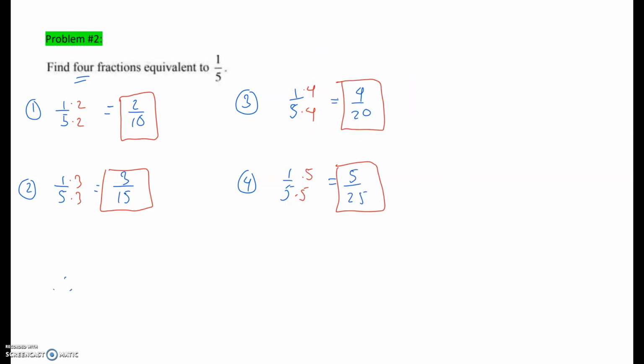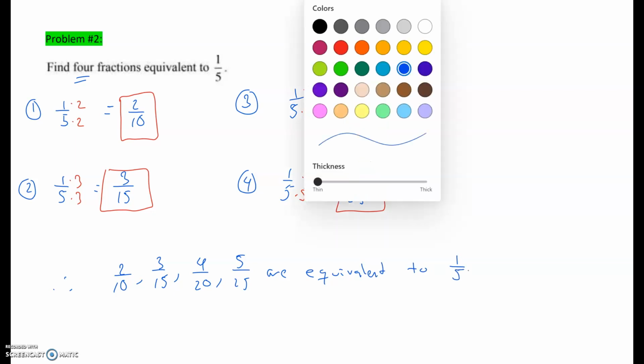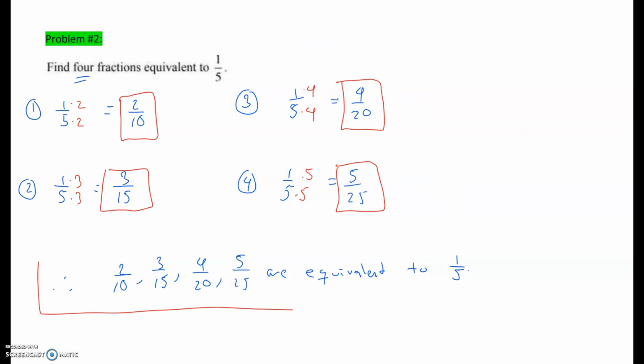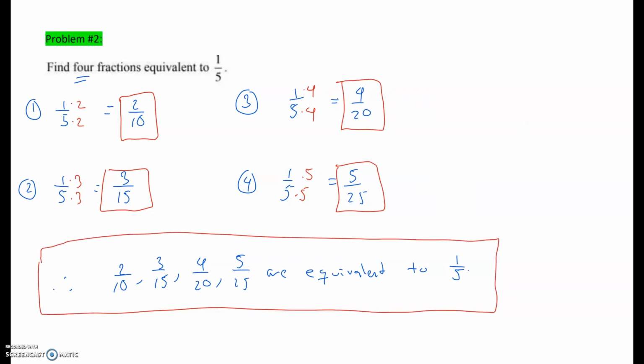Let me just rewrite my answers as a sentence. So the values of 2/10, 3/15, 4/20, and 5/25 are equivalent to 1/5. And once again, to make equivalent fractions, you're just multiplying by multiples. So here I'm just selecting multiples of 2, 3, 4, 5. You could have selected any other value, but other numbers would have been larger.